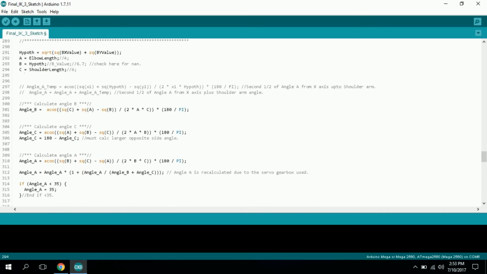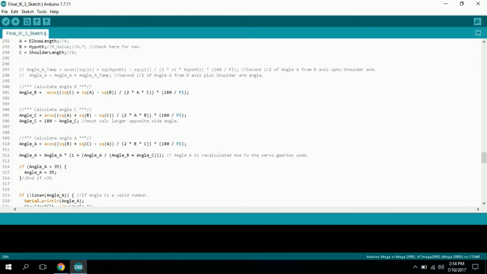And then I did some calculations here. I didn't remove them because I might use them in the future, but again, this is kind of part of my servo gearbox. I can't really calculate a full angle A. It's too big of a number. So you may want to put these back in and play with it.